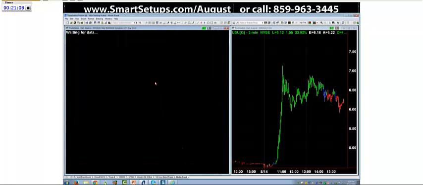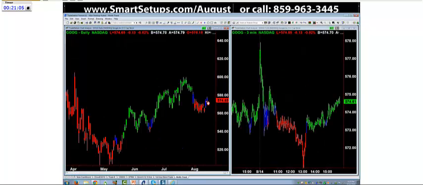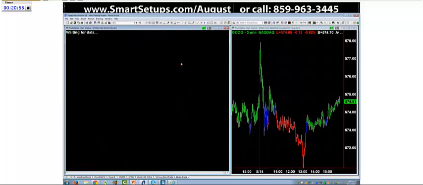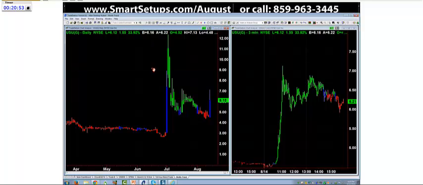Google, G-O-O-G. Google is neutral. It went from a sell to neutral, so it's probably getting ready to go into a buy area. So neutral, we do nothing. USU, yes, I just did that one.